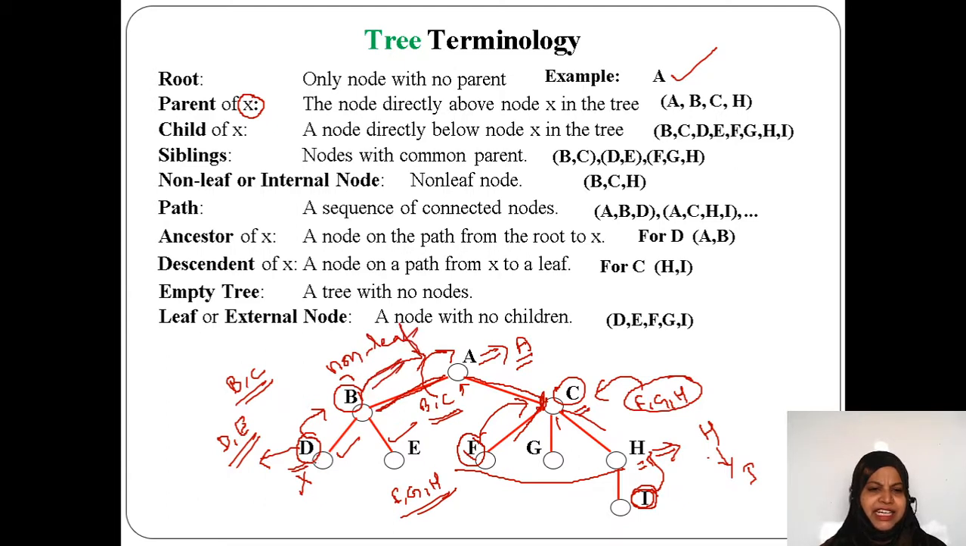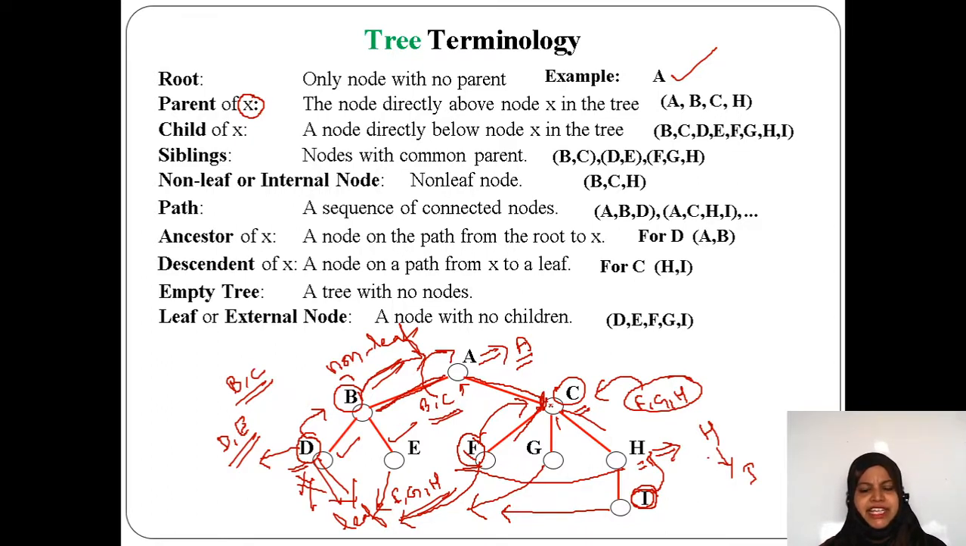Here, see here, D doesn't have any child. That's the reason D is a leaf node. E is also a leaf node. F is also a leaf node. G is also a leaf node, right? I is also a leaf node. Why? Because these nodes don't have any child. Whereas A, B, C, H are the non-leaf nodes. Why? Because A, B, C, H have one or more children, right?